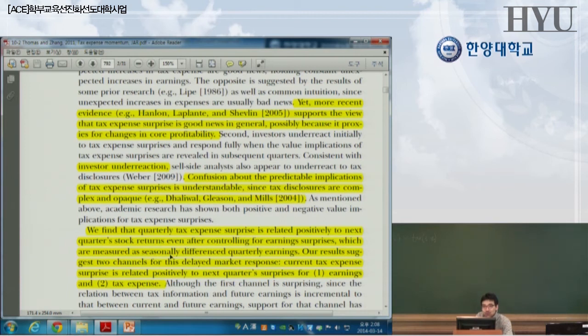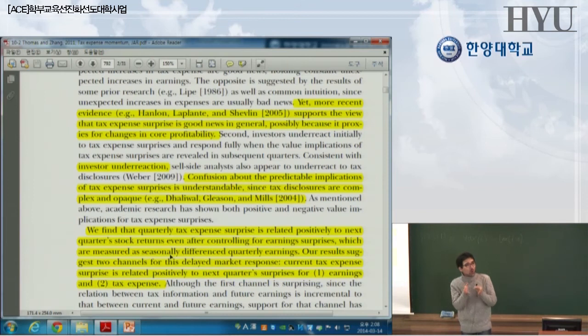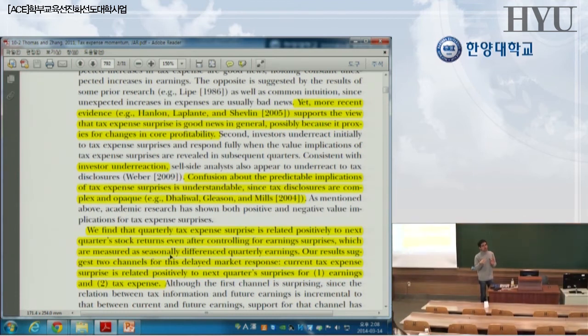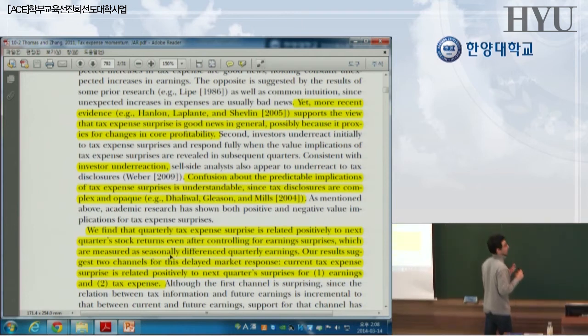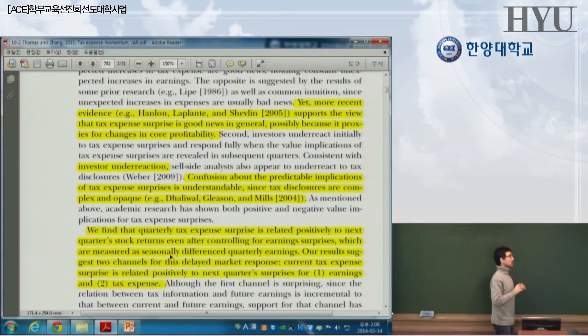possibly because it prompts for change in core profitability. The recent research argued that more tax is good news because it has some information about core profitability, core competitiveness of the firm, core capability of the firm to generate profit. Okay, if that is true, more tax should be reflected in stock price. And if market reacts, it should generate positive stock return in the future.